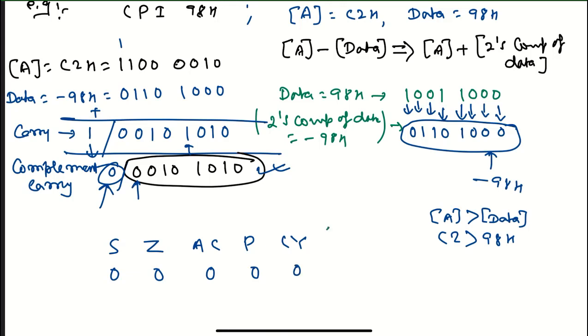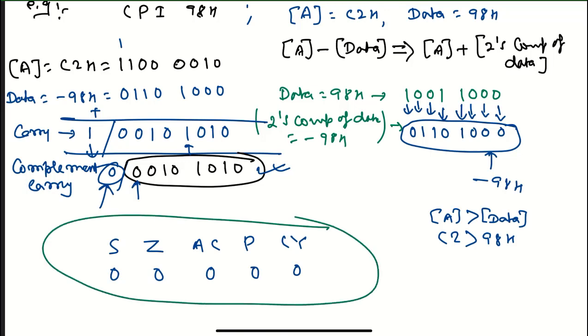So accordingly, there will be an impact on the flags, but the accumulator content, whatever we had taken as C2H, after execution of this instruction, it will be the same here. It will be the same here. So this subtraction result is not going to be stored into the accumulator.